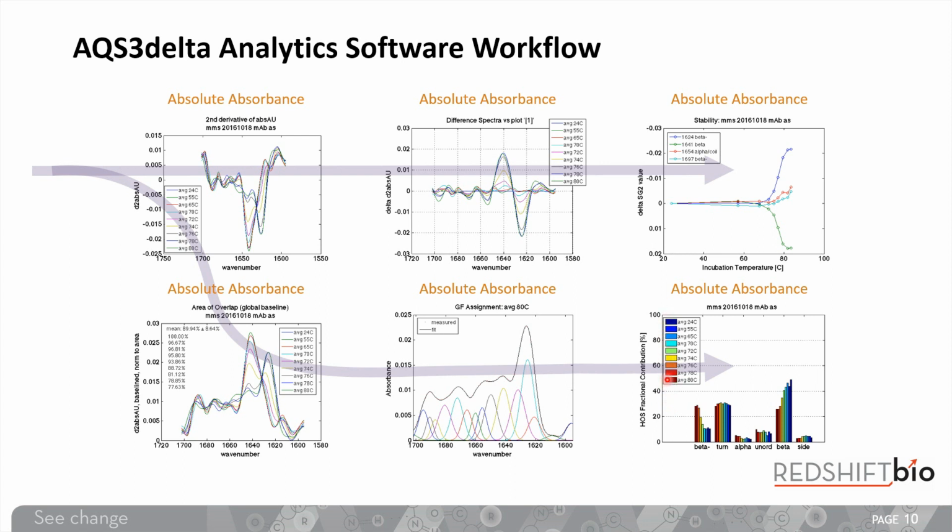Now, knowing that red represents the highest temperature, you can see that as the sample is exposed to higher temperature in this case, the amount of antiparallel beta sheet increases, and conversely, the amount of beta sheet content decreases. Now, this is very typical and expected of an antibody type sample.